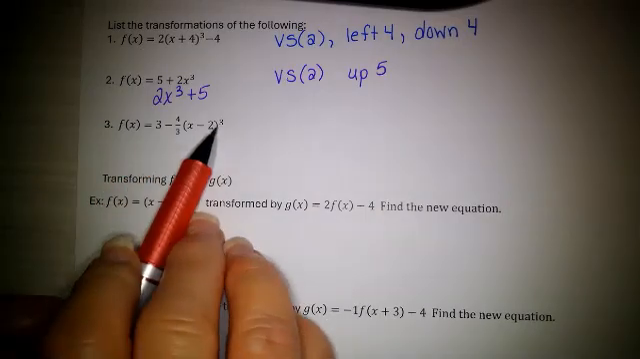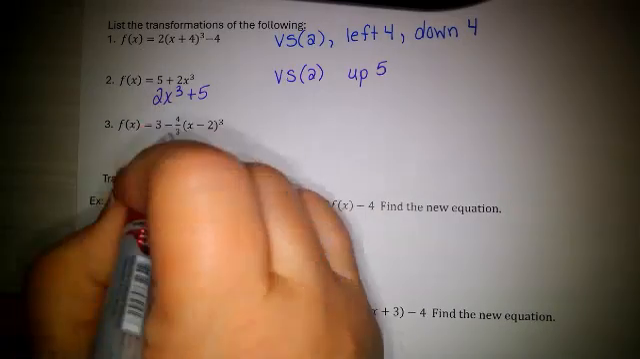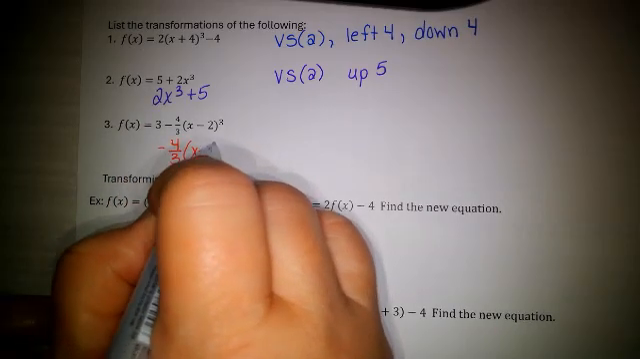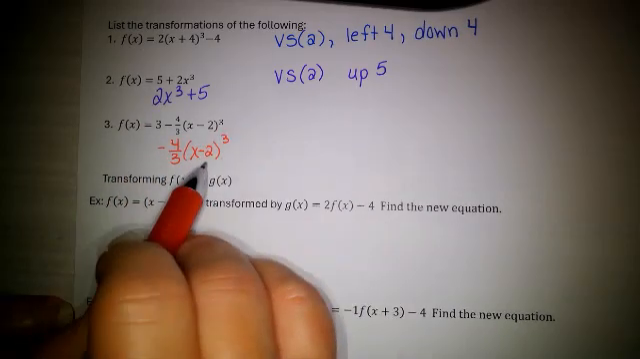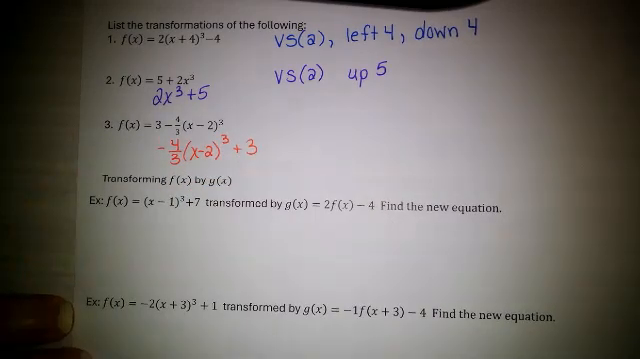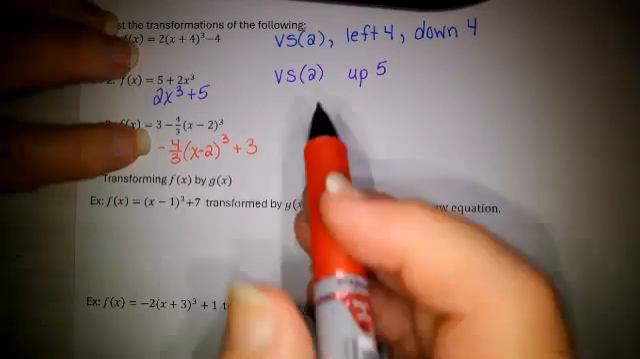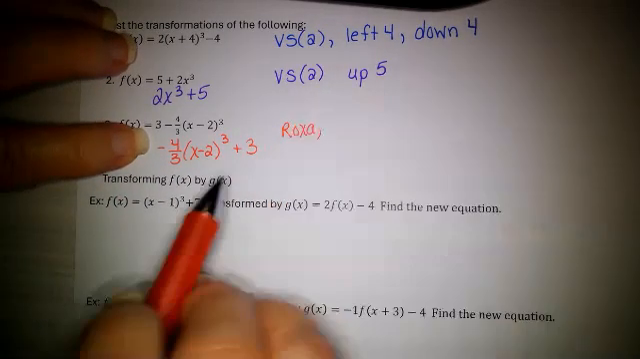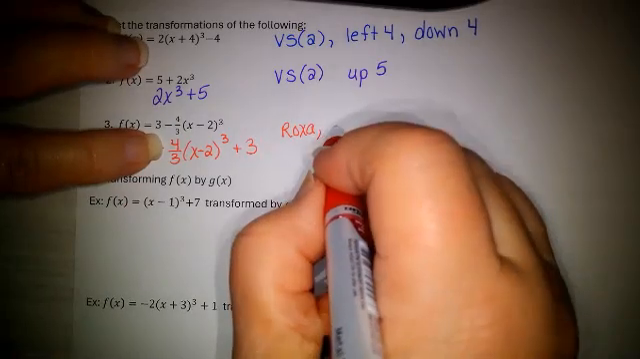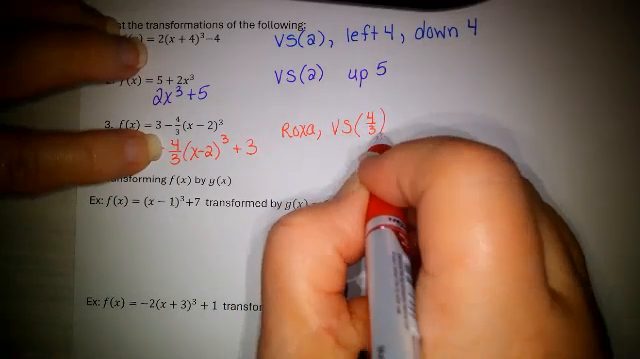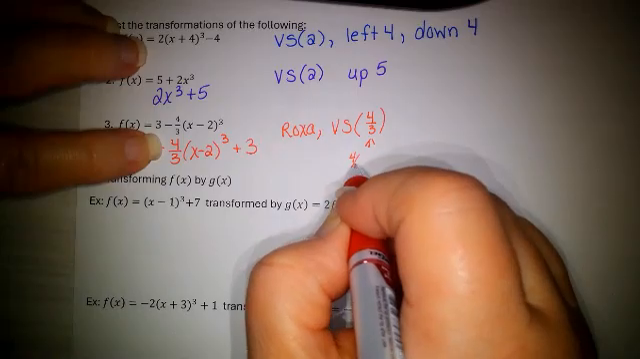Number 3, once again, it's not in the right order, so we can fix that. Negative 4/3 times x minus 2 cubed, and that's a positive 3, so I'll just move that to the back. So let's talk about the transformations. The negative means it's a reflection over the x-axis. The 4/3 is a vertical stretch because 4/3 is bigger than 1.